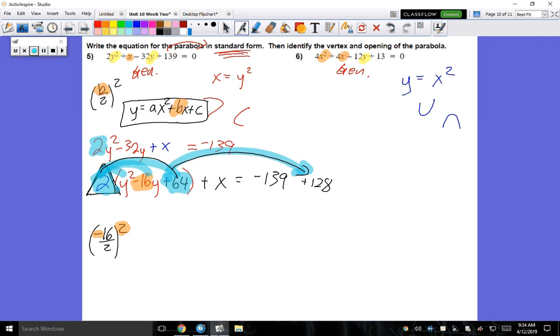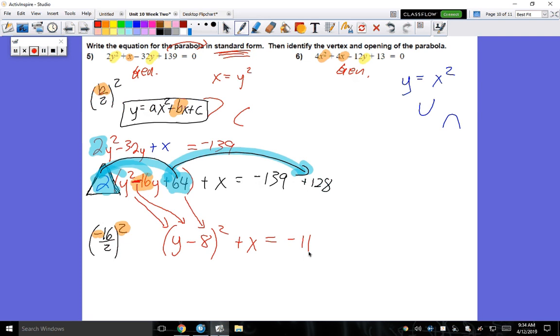Okay? Now let's factor this down. So we take the square root of y squared, take the square root of 64. This is our squared piece, and we're going to borrow this sign right here. Whatever that first sign is right here, we're going to borrow and put it in there. So then we get plus x is equal to whatever negative 139 plus 128 is, which actually is a negative 11. Okay, so we have this as of right now.